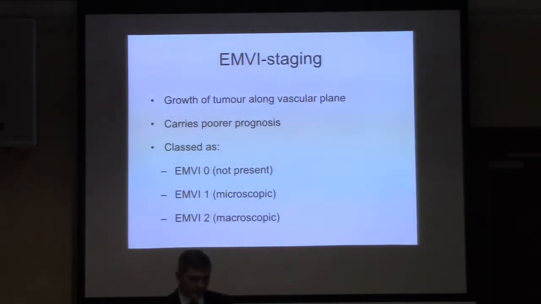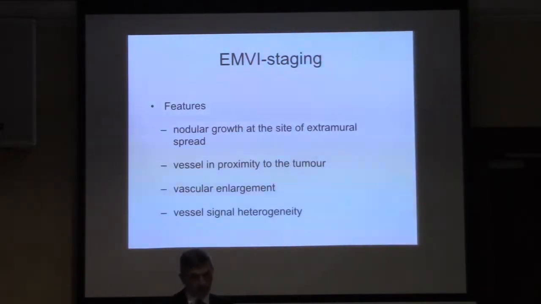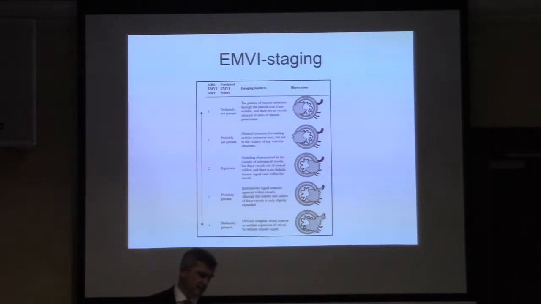So what are the sorts of things that we're going to be looking for that will tell you that they've got extramural venous invasion? Well, we're looking for nodular growth along outside the muscularis propria, which is in close proximity to the vessel. The vessel itself has changed in its signal and has become enlarged. And you can have large vessels, small vessels, or intermediate-sized vessels, and you should try and name which vessel you think it is. So that's all part of the process.